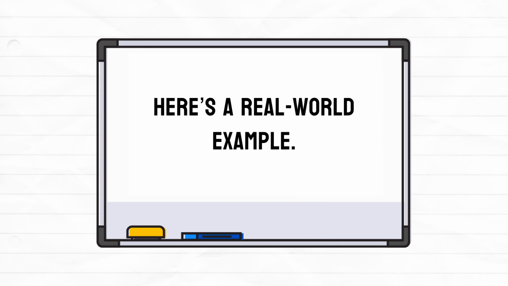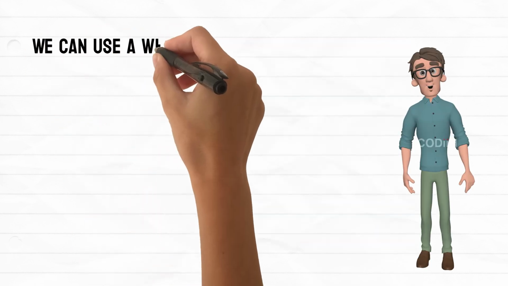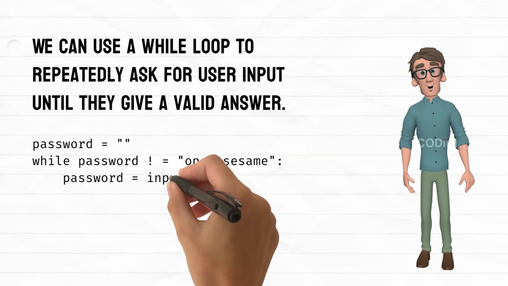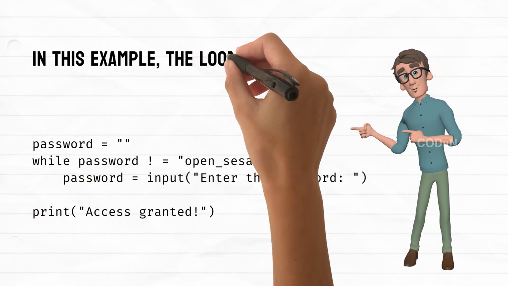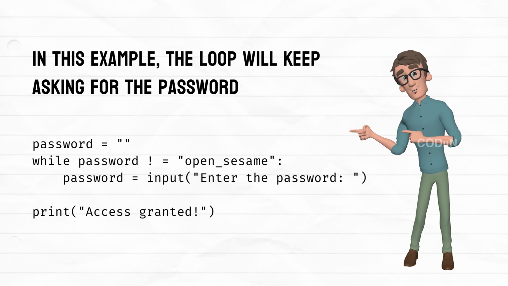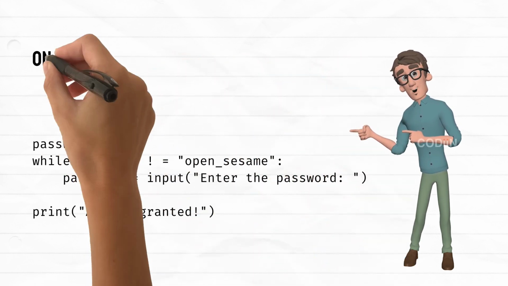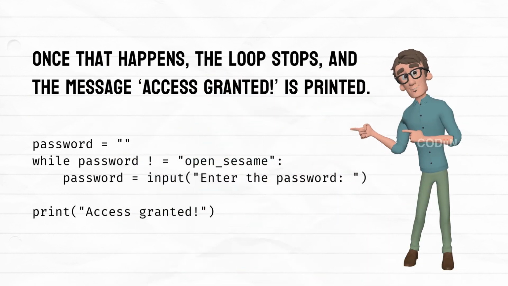Here's a real-world example. We can use a while loop to repeatedly ask for user input until they give a valid answer. In this example, the loop will keep asking for the password until the user types "Open Sesame." Once that happens, the loop stops, and the message "Access Granted" is printed.